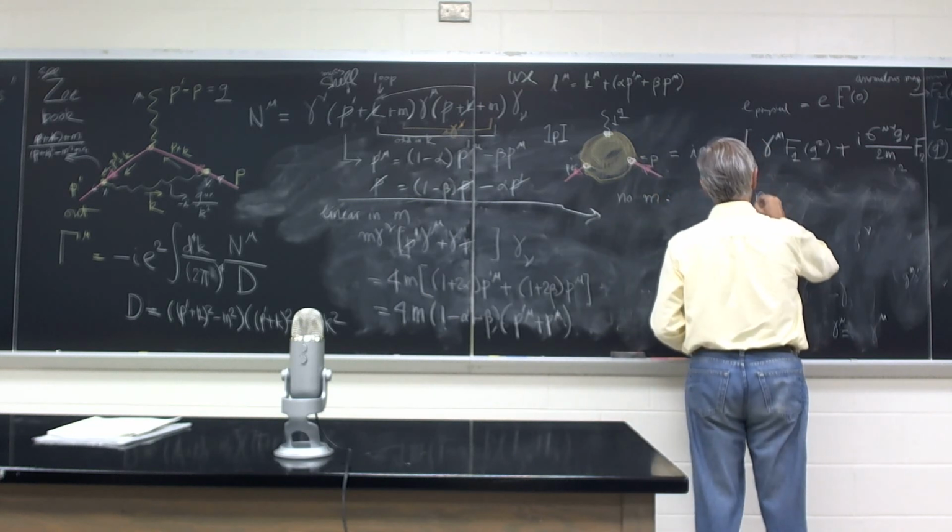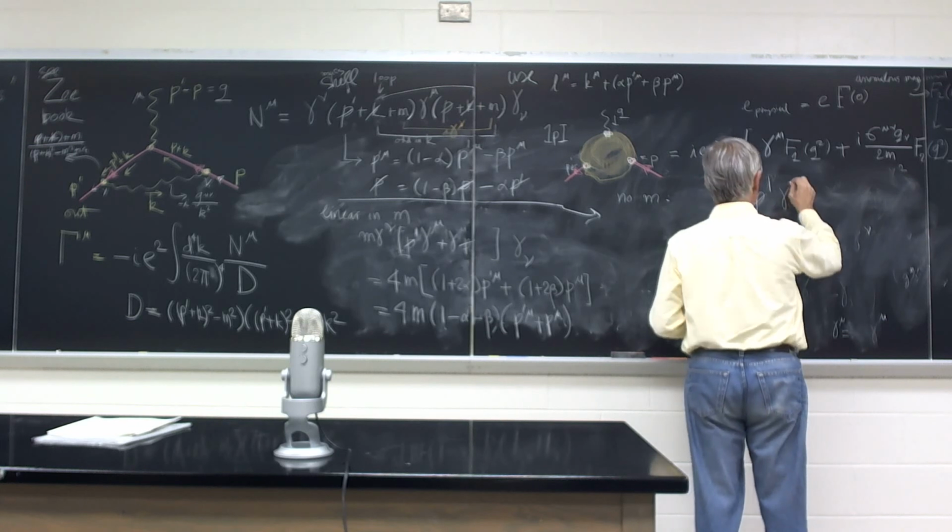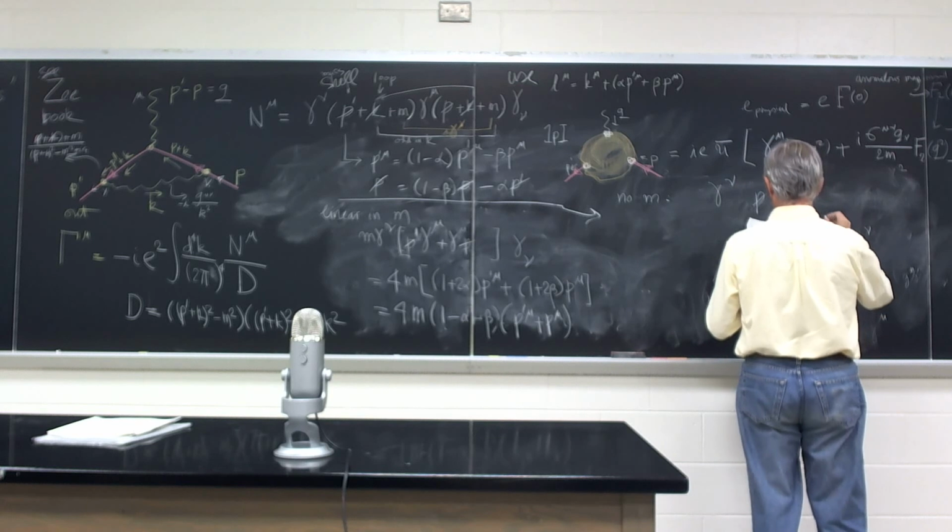T slash I gamma u. So it has gamma matrices.